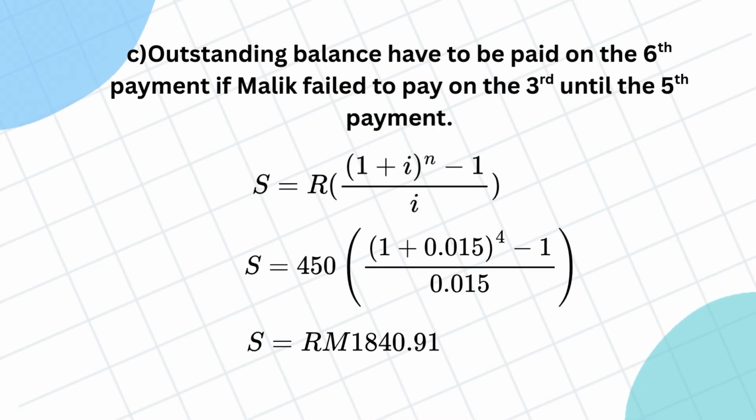Question C required us to find the outstanding balance that has to be paid on the 6th payment if Malik failed to pay on the 3rd until the 5th payment. For this question, we will use the formula of S and use N equals 4, because from the 3rd until the 6th payment, it will total up to 4, and we will plug in all the other information to get the answer of S equals 1,840 ringgit and 91 cents.